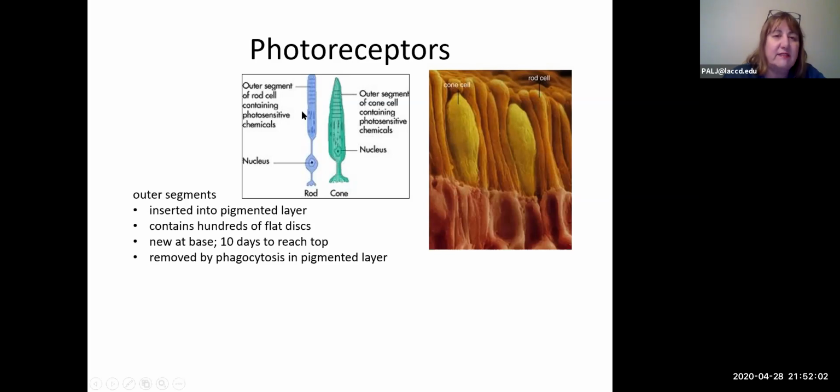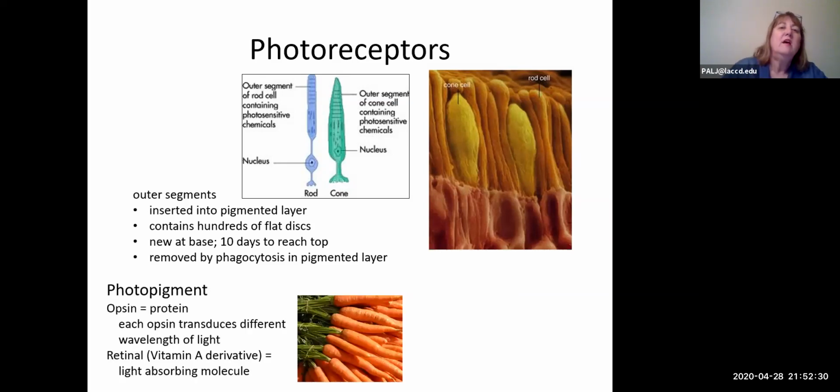If you look in the outer segments, I think you can kind of get the idea by looking at all these lines that there's layers of stuff. And basically what there are, there's hundreds of little flat discs. And the new discs start down at the base, closer to the cell body, and then they work their way closer to the pigmented layer, and it takes about 10 days for them to go all the way up. And once they hit the pigmented layer, there are cells in there that do phagocytosis that get rid of all the debris.